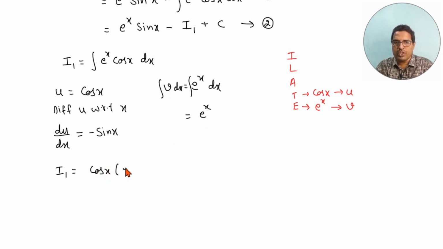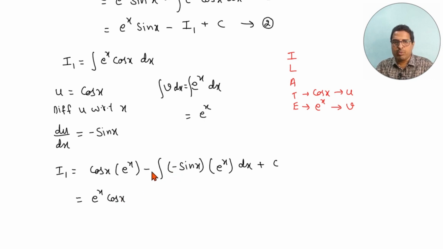integration of v, which is e to the power x, minus the integration of du by dx, which is nothing but minus sin x, into the integration of v we have, so it is e to the power x dx, plus the constant c. This is nothing but e to the power x into cos x. So this minus of minus will become plus, it is the integral of e to the power x into sin x dx plus the constant c.